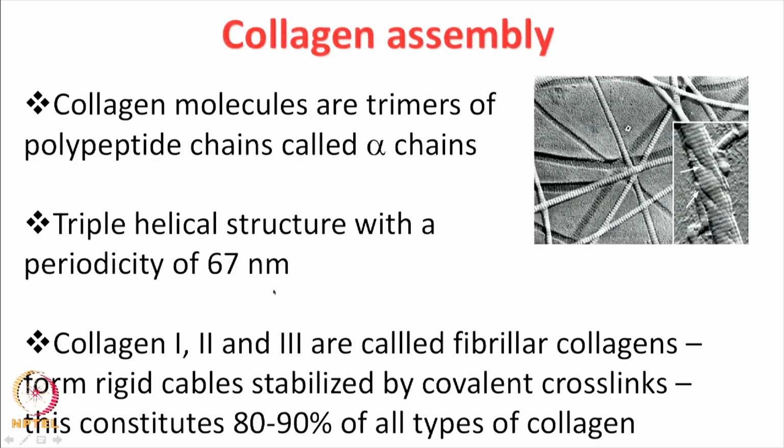Some of them are fibrillar. These are called fibrillar collagens, specifically collagen 1, 2, 3 are fibrillar collagens, and these rigid cables that you can generate from individual collagen fibers can be further stabilized by covalent crosslinks. So, fibrillar collagens are the majority of all collagens. They constitute nearly 80 to 90% of all collagens.